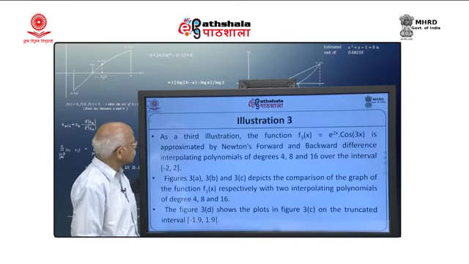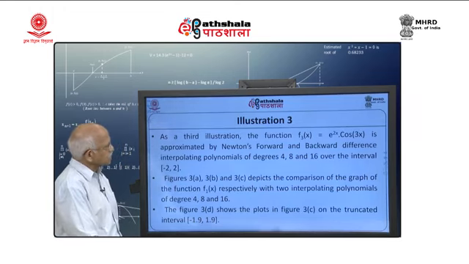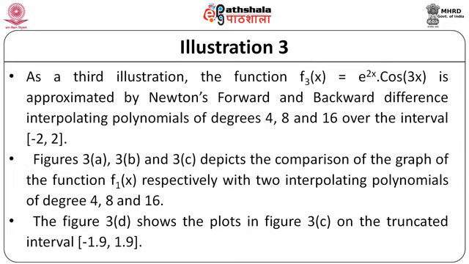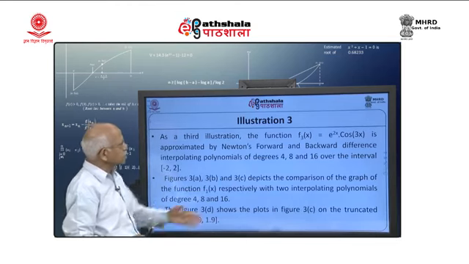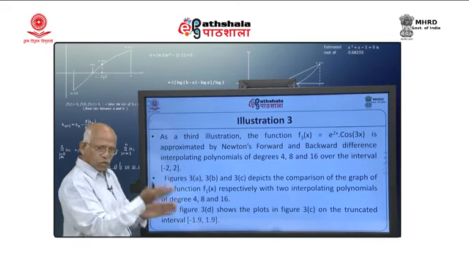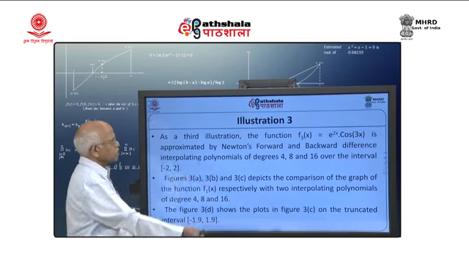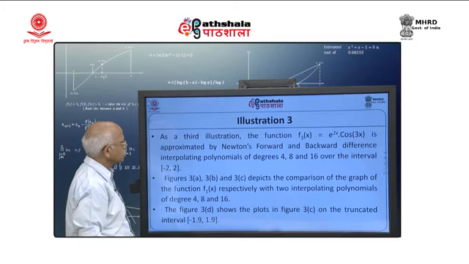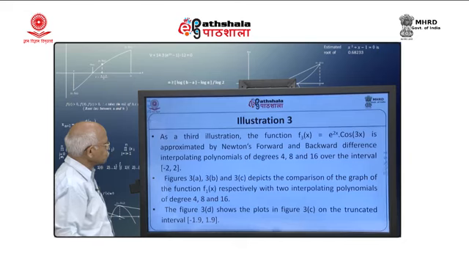When I am considering function 3 as the third illustration, the function f3(x) is given by e raised to 2x into cos 3x. You can see that as x increases, e raised to 2x will go on increasing to infinity, and cos 3x will oscillate between -1 and 1, and therefore, the function value will also oscillate from minus infinity to plus infinity, like that it will go on doing this. Newton's forward and backward difference interpolating polynomial of degree.